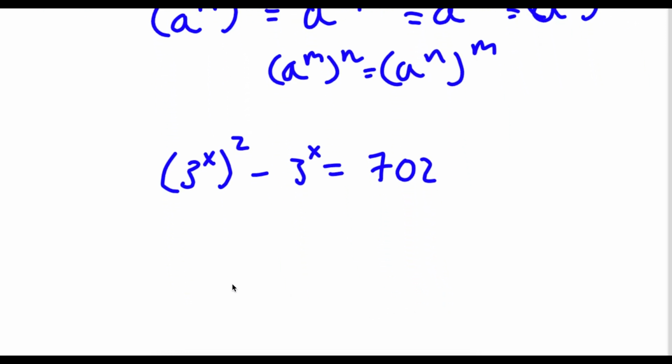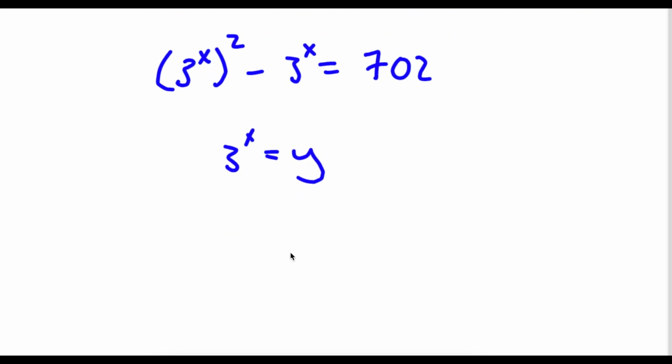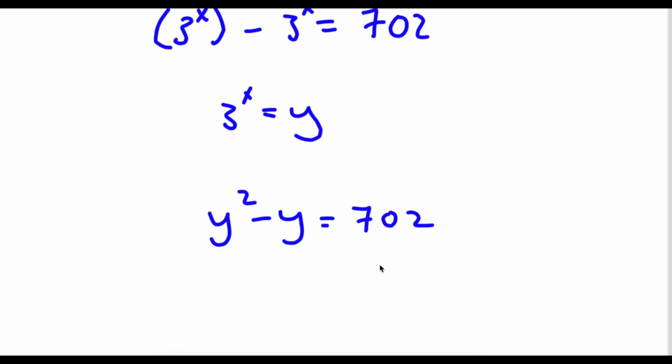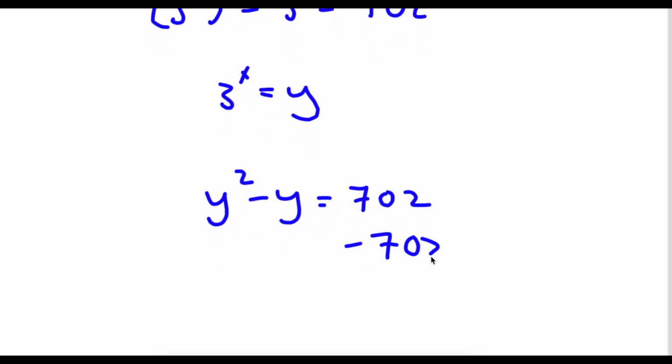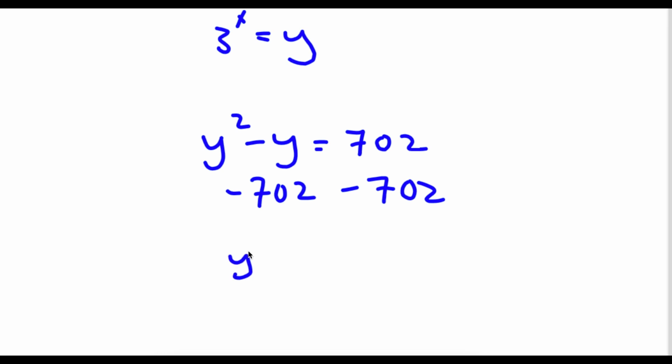So now I'm going to set 3 to the power of x equal to the variable y. So now if I replace 3 to the power of x with y, I get y squared minus y is equal to 702. Now if I subtract 702 on both sides, I get y squared minus y minus 702 is equal to 0.